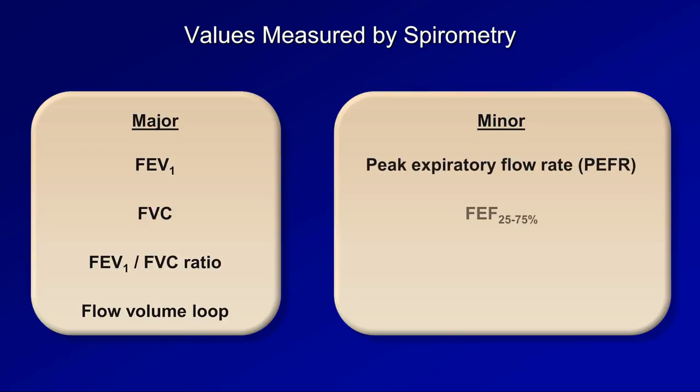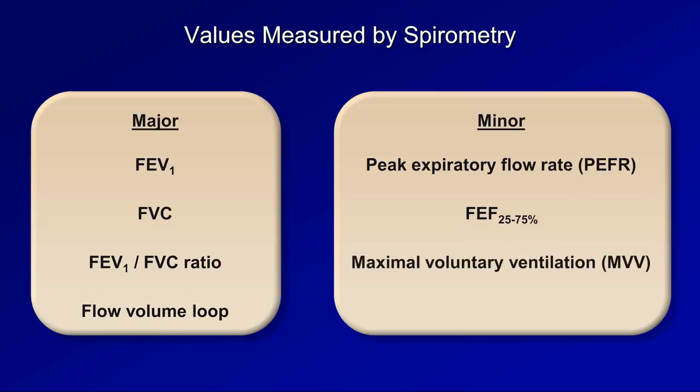There is the FEF 25 to 75, which is the average flow from the time 25% of the FVC has been exhaled to the time 75% has been exhaled. This value has historically been used to detect obstruction in the small airways. However, some experts argue that the validity of this association is overstated.